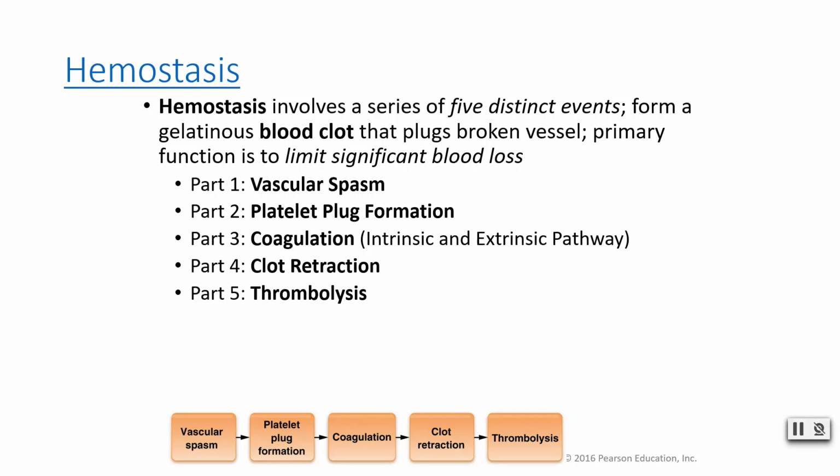So hemostasis, we've got 5 steps. We're going to make that blood clot, repair that broken vessel, restore function, and limit our blood loss as well. So we've got vascular spasm, platelet plug formation, coagulation, clot retraction, and thrombolysis. I got some good science words here.